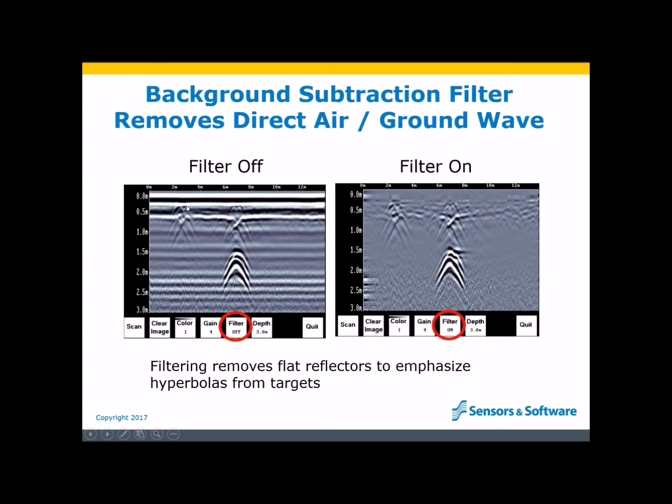So notice how these hyperbolas, which are a bit harder to see when they're masked by the direct arrivals, are easier to see once we apply the background subtraction filter. But the caution here is don't use the background subtraction filter if you are interested in seeing horizontal boundaries. Notice this horizontal boundary down here, about 60 centimeters or so. We apply the background subtraction filter and it's pretty much been eliminated. So if you are looking for flat boundaries, don't use the background subtraction filter.